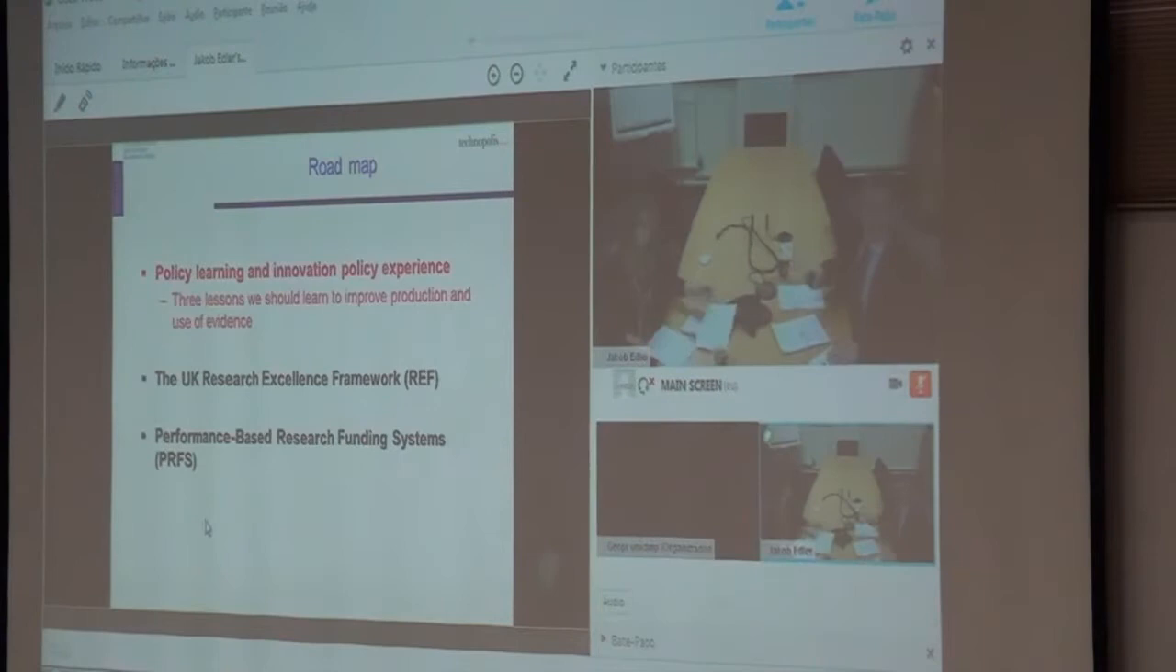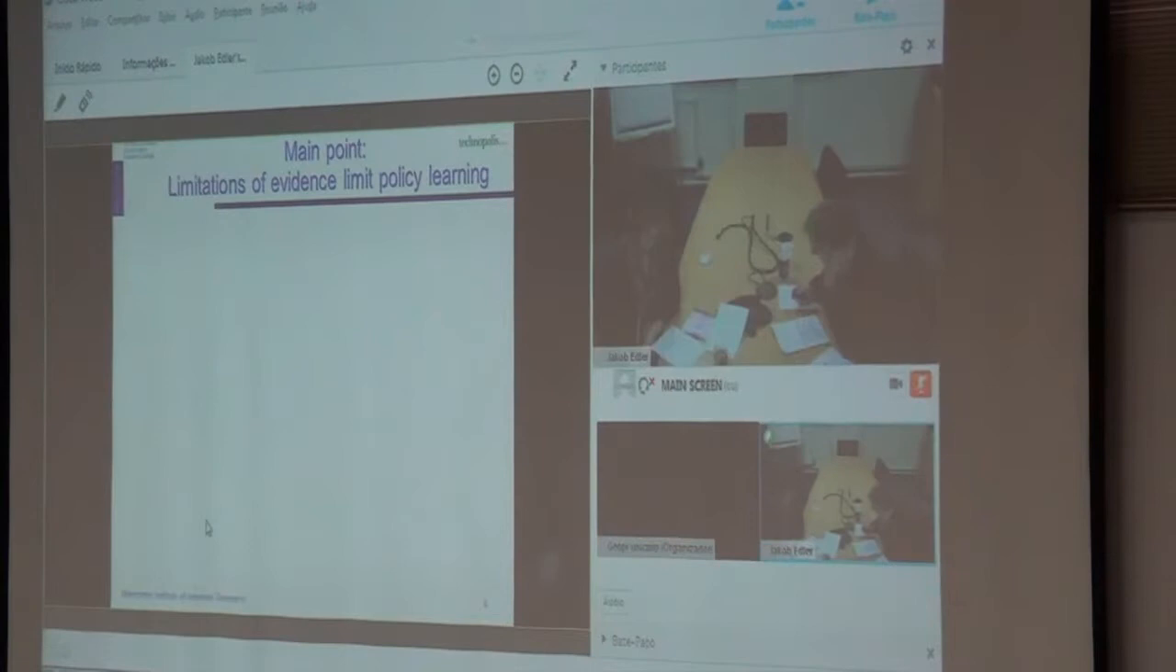So the main argument is that when we look at existing evidence and evidence production, there are certain things we have to take into consideration in order to draw conclusions from this evidence. Now, we all know that evidence is limited, but because we have done a study based on synthesizing evidence we have on innovation policy impact, some of the things really struck us, and we thought we have to debate these kinds of things in order to allow policy learning to improve. So it's about how we can learn in innovation policy based on evidence.